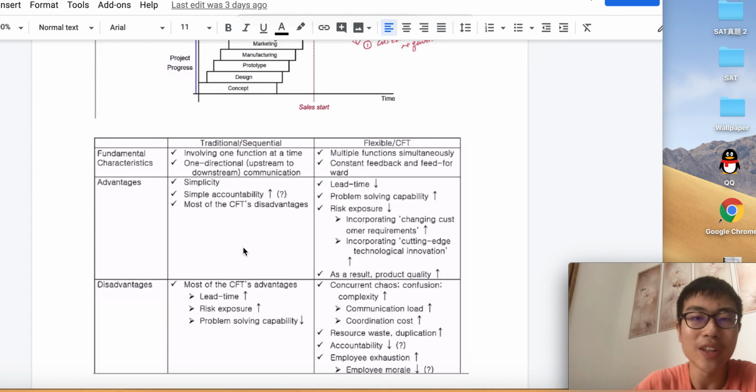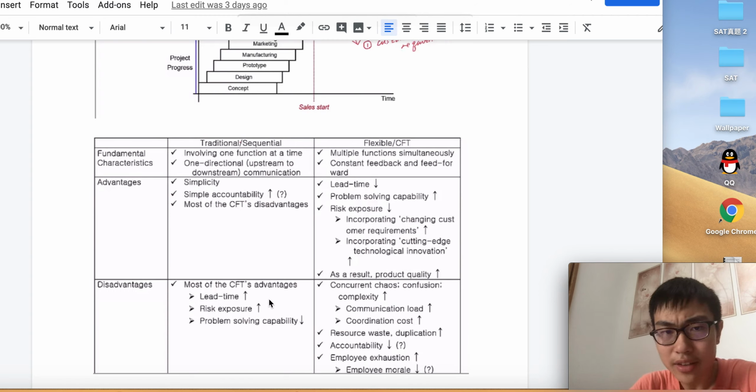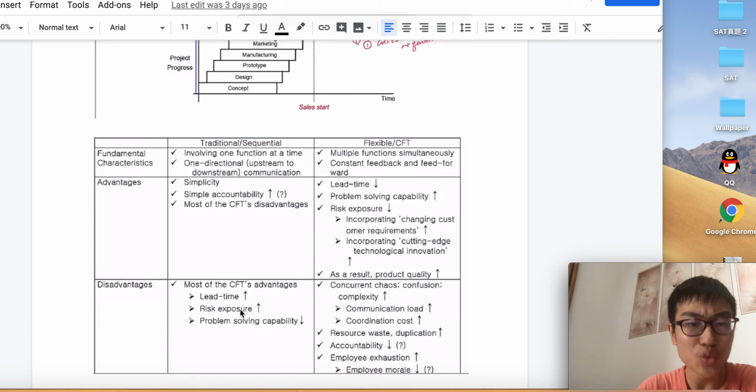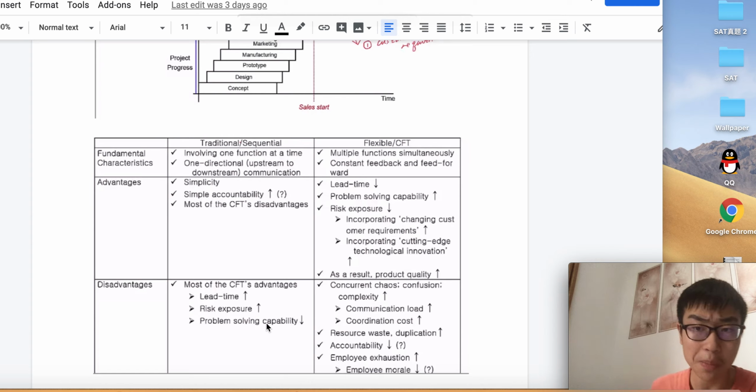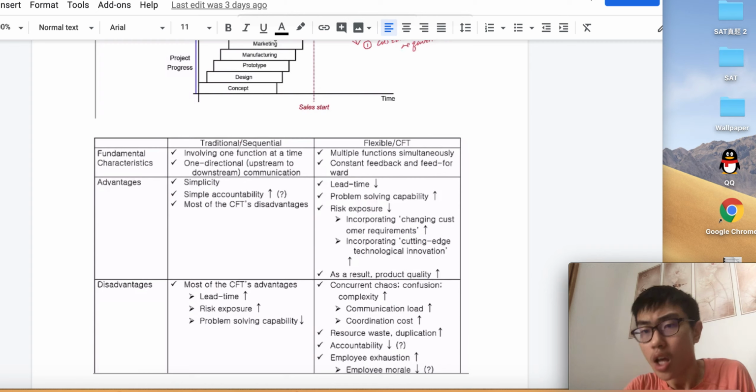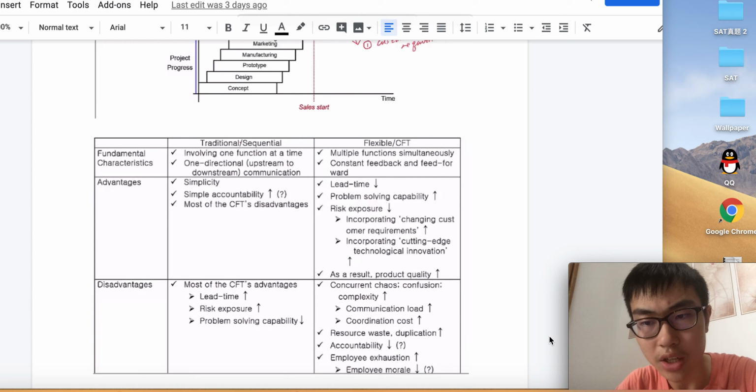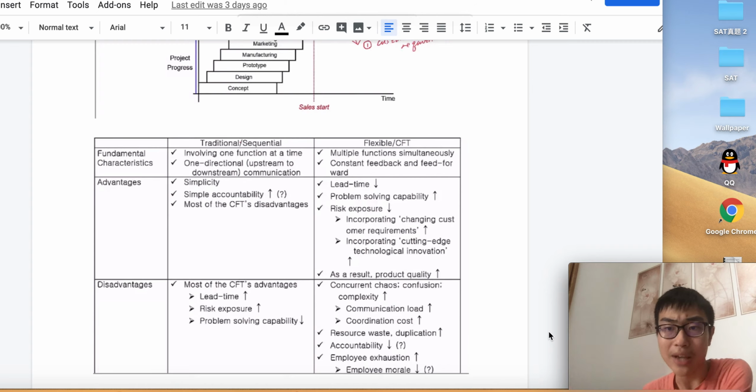So these are the advantages and disadvantages of CFT and sequential. Look at the disadvantages of the traditional approach. Basically, lead time will increase, there's higher risk exposure, and the problem solver capability goes down. This can be really severe. This is why many companies now are adopting the CFT approach. This is because risk exposure increases, it can be really costly. I mentioned before, if the customer's preference changes, if the product is published to the market but it's not gaining any popularity, it's not making any revenues, it's really costly. That is external cost.